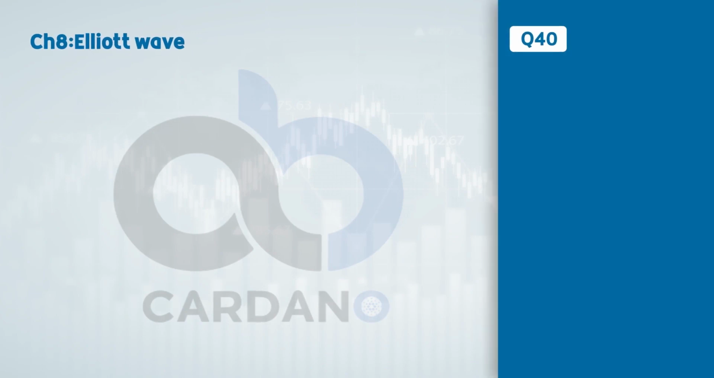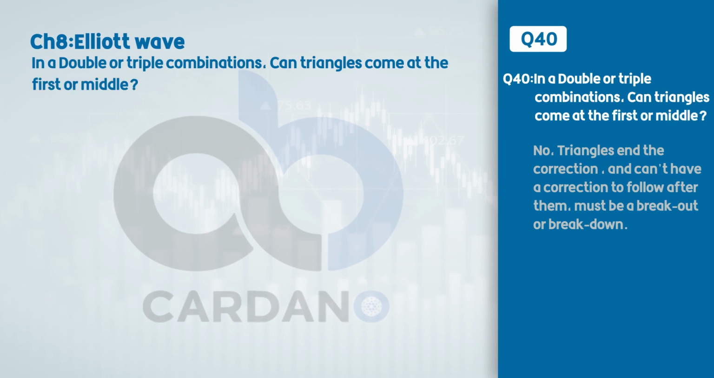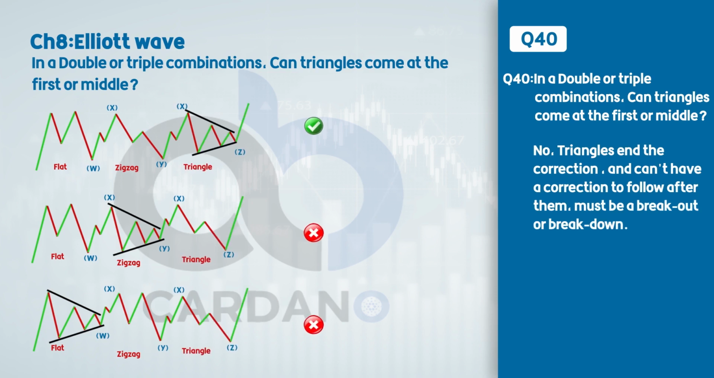Question number 40. In double or triple combinations, can triangles come at the first or middle? The answer is no. Triangles end the correction and can't have a correction to follow after them. There must be a breakout or breakdown.